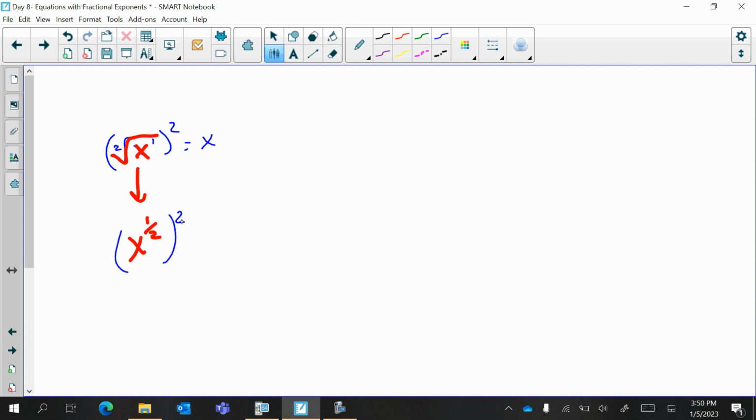And then if you square that, 1/2 times 2 is x to the first, and that's why you get x. That's why radicals and exponents undo each other. It's because when you turn the radical into an exponent, they do cancel out because they become reciprocal exponents.